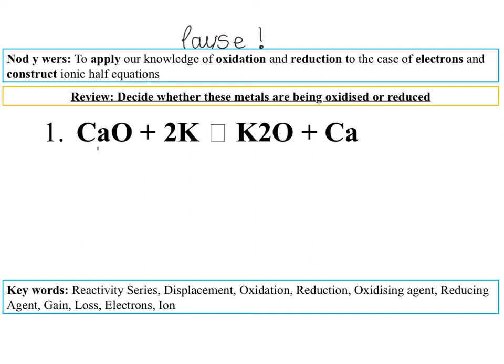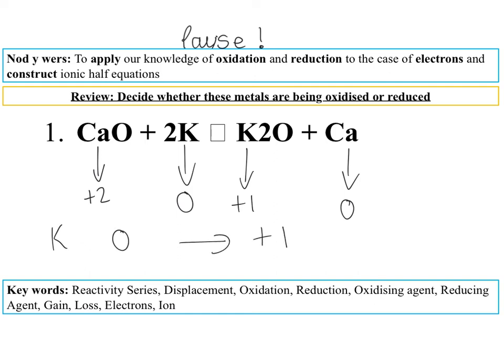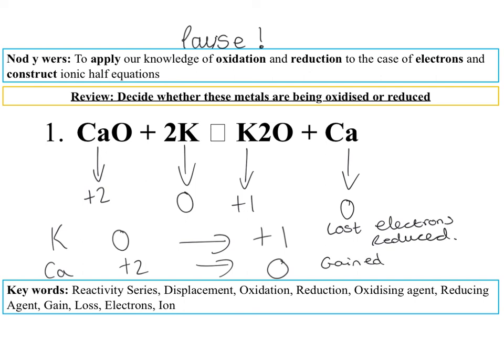Right, so with this one, that would be 2+, whereas potassium would be 0 because it's on its own. That one would be 0 there, and then that one would be +1. So with my potassium, I'm going from 0 to +1, and with my calcium, I'm going from +2 to 0. So this one has lost electrons, so has been reduced. This one has gained electrons, so has been oxidized.